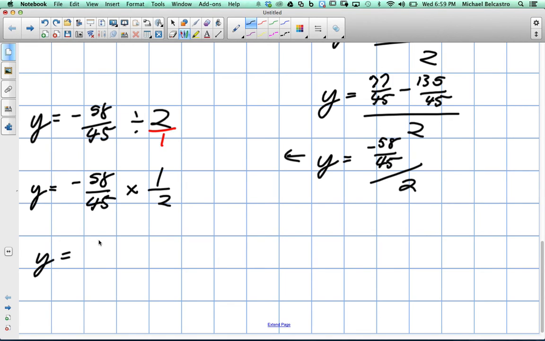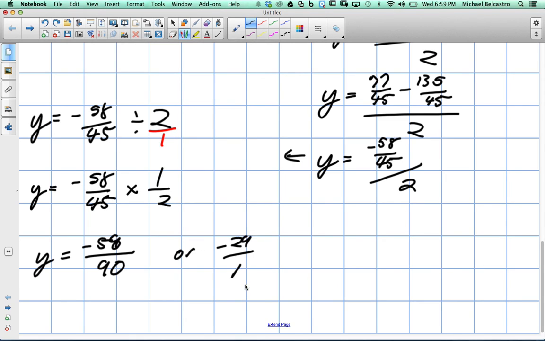So this becomes negative 58 over 45 times 2, which is 90. And I can reduce it by dividing by 2. That's going to give us something like 9 over 45. Is that 29 over 45? Yeah, probably right. Negative 29 over 45.